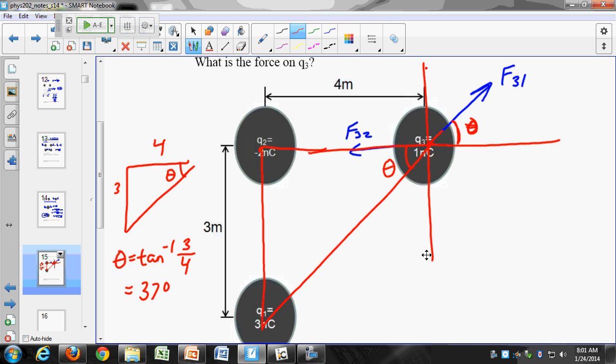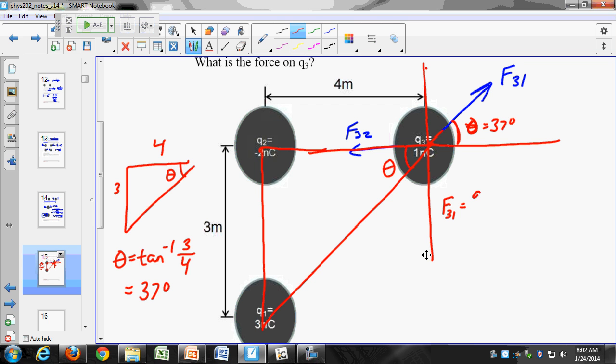Alright, so this is equal to 37 degrees. Now I also need to find my magnitudes of F31 and F32. You're just going to use Coulomb's law on this. So see, these problems are identical to ones that we've done before. The only difference is that we're using Coulomb's law.